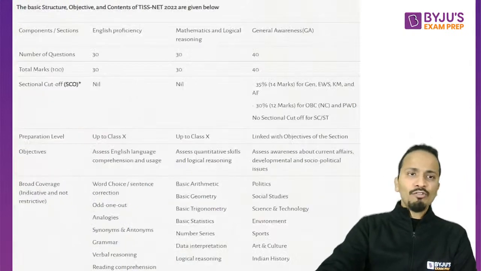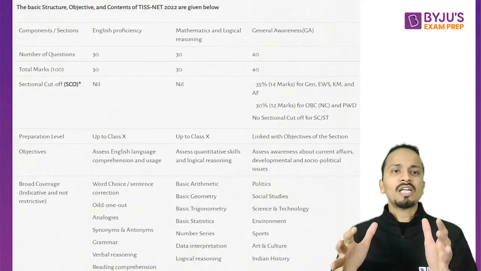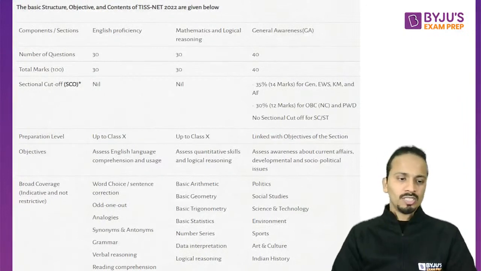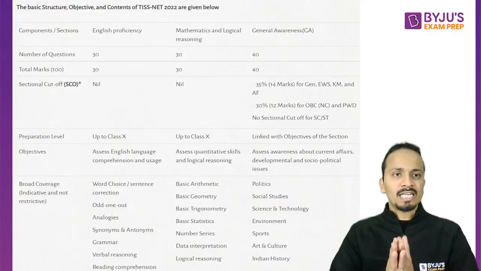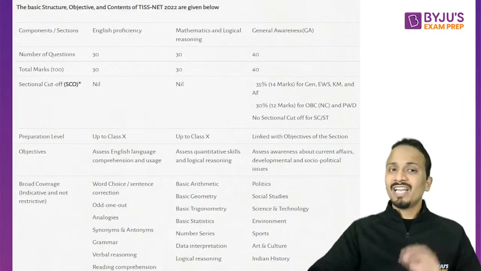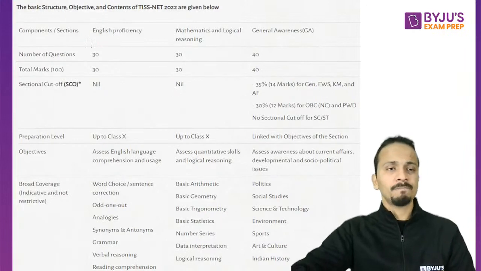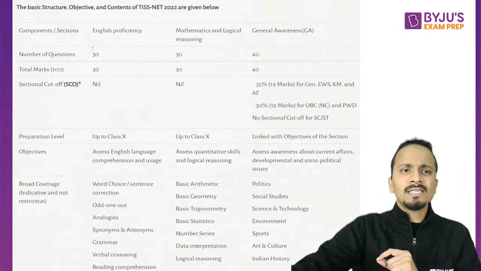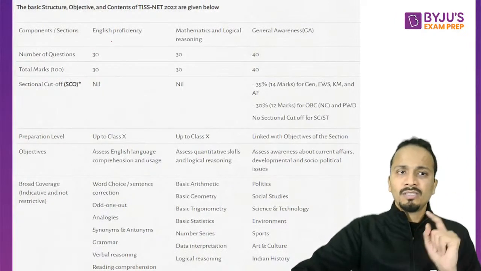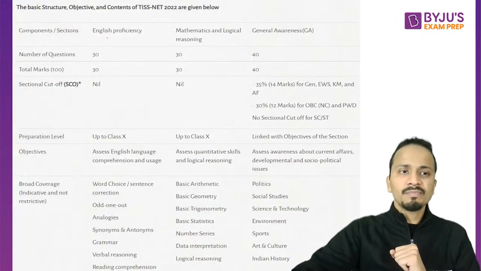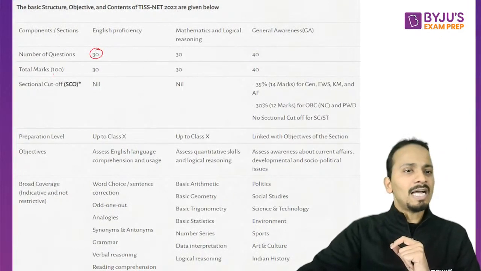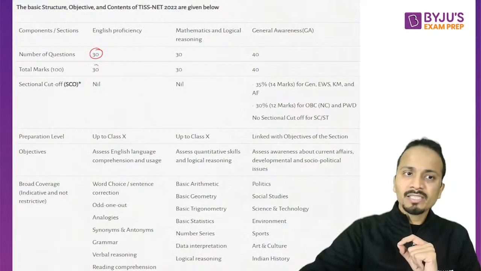Okay. Now, further about the structure and the contents of TISSNET 2022. So, these are the contents that you will see in this examination. Now, let's talk about this particular portion in detail because this is very important. Now, TISSNET examination has three sections. Section number 1, English proficiency. The number of questions in this section will be 30. All right. And total marks for this particular section will be 30.